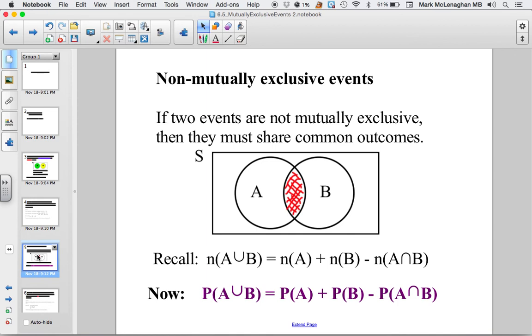Okay. Mutually non-exclusive means 2 events are not mutually exclusive, so they have some shared common outcomes. Remember from chapter 5, the property of inclusion and exclusion says that the number of elements in A or B is equal to the number of elements in A plus the number of elements in B minus the number of elements in the intersection. Similarly, we can use probability, just replace number with probability, and we get essentially the same formula.